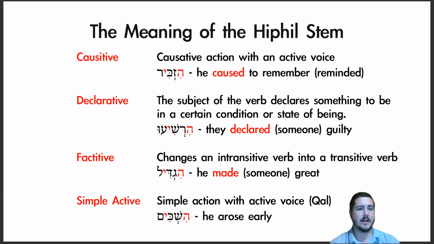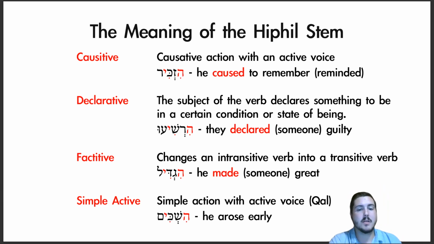There's declarative meaning. The subject of the verb declares something being in a certain condition or its state of being. Here, hirshiu: they declare someone to be guilty. Okay, it also changes an intransitive verb to a transitive verb. Higdil: he made someone great rather than to be great. He is great, it's he made someone great.